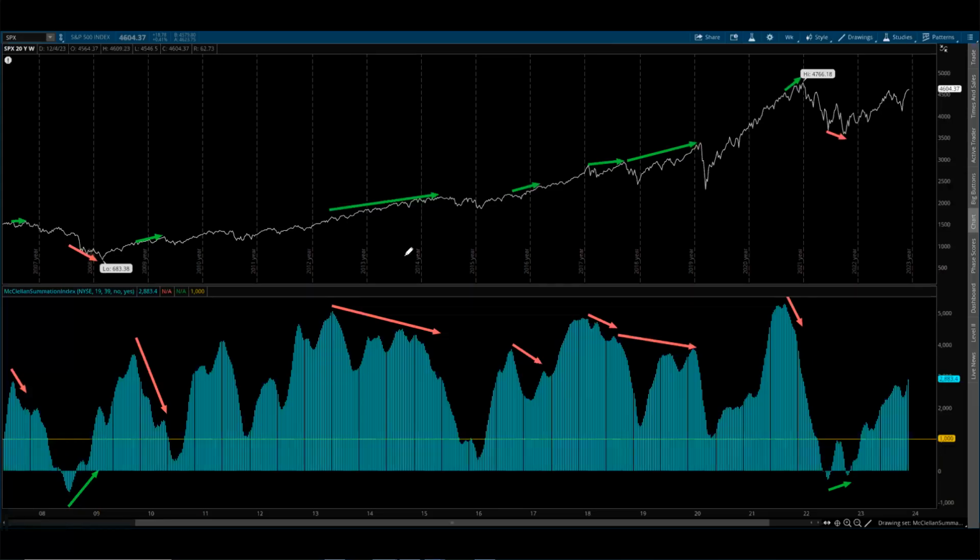So we just gave a definition basically of those divergences, but just to make things a little bit clearer for you, a divergence is going to be when the S&P 500 is doing one thing and the McClellan Summation Index is doing another thing.